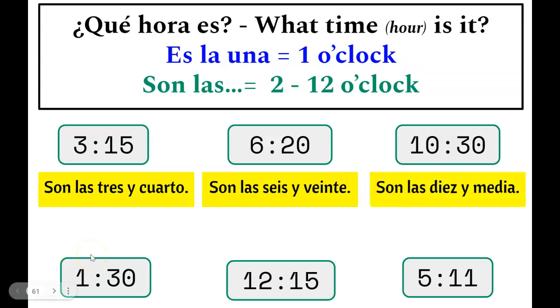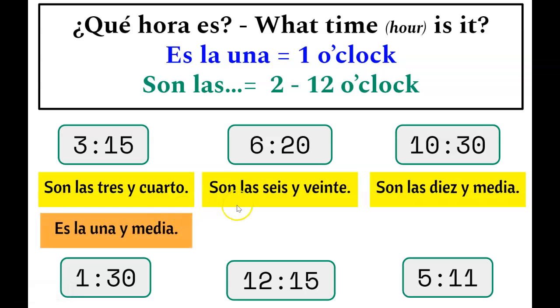1:30, that's a 1. That makes it easy. I'm going to go back up to the 1 stem. Es la una. Now I use my letter Y, which means and I add my minutes. Instead of saying 30, I'm going to say half, media, middle. Es la 1:30.